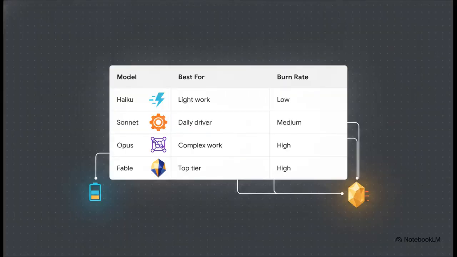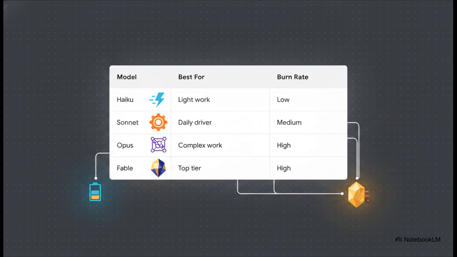Which brings us perfectly to tip 3. Understand the models so you don't burn through your money and limits. Think of these 4 models like a team of employees. Haiku is your lightest model. It's got a very low burn rate, making it perfect for light work or those quick back-and-forth tasks, like that memory interview we just talked about. Then you have Sonnet. That's your daily driver with a medium burn rate, really solid for second-layer thinking. Opus is your heavy hitter for complex, multi-layered work, but man, it burns through limits high and fast. And finally, there's Fable, the top-tier model, which was actually recently restored after a brief regulatory suspension. It also has a high burn rate.